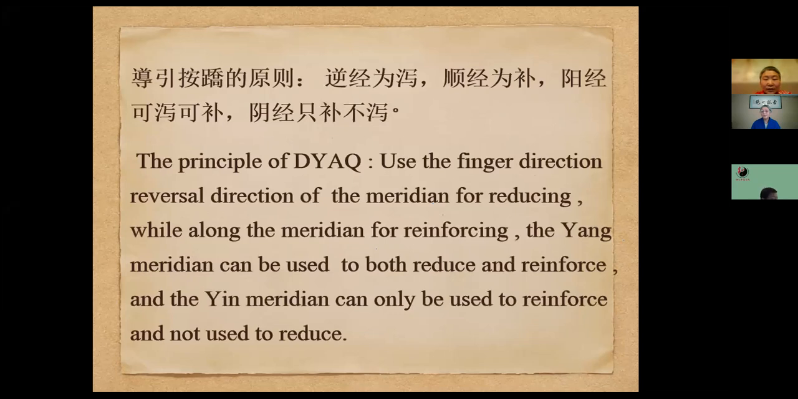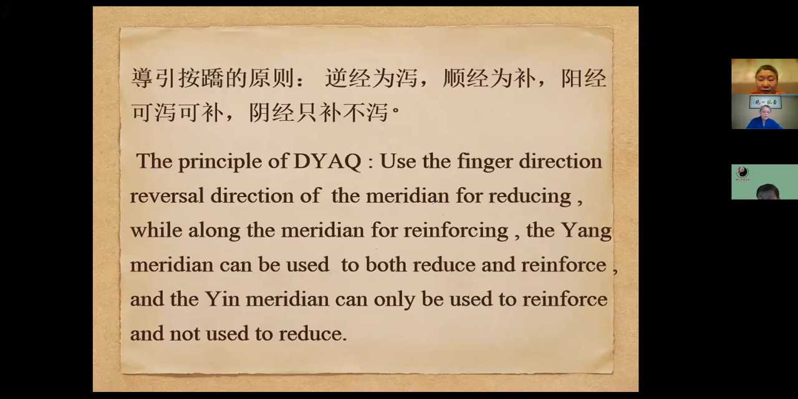The principle of 导引按跷 uses the finger direction reversed to the direction of the meridian for reducing, and along the meridian for reinforcing. The yang meridian can be used to both reduce and reinforce, and the yin meridian can only be used to reinforce and not to reduce. For example, the Hegu point is on the large intestine, a yang meridian. When we do it, the finger direction is reversed to the direction of the meridian for reducing.